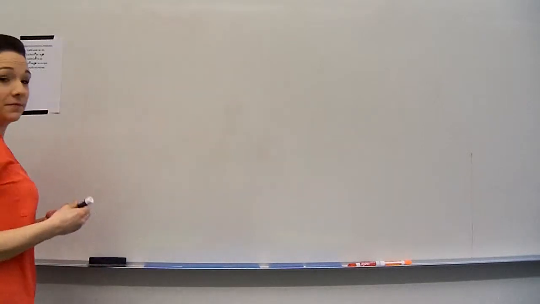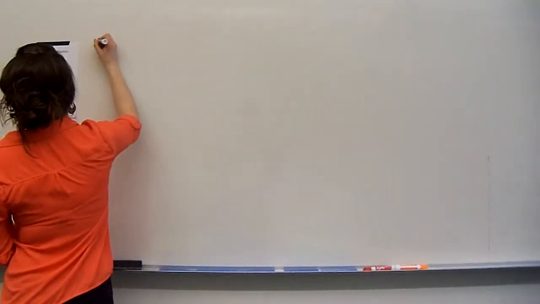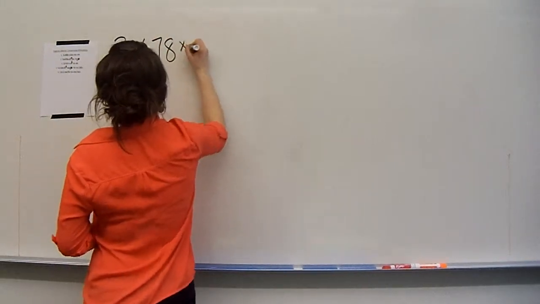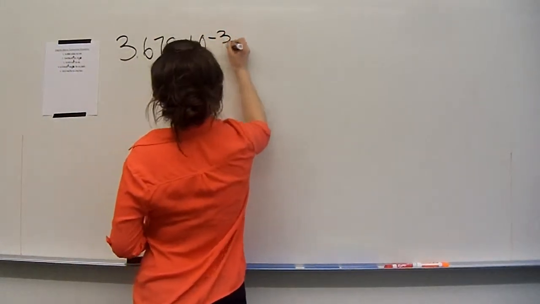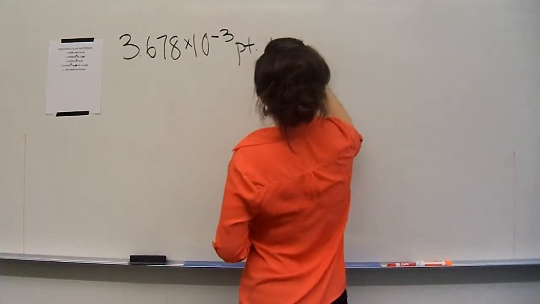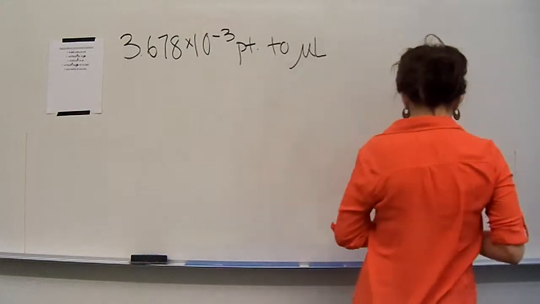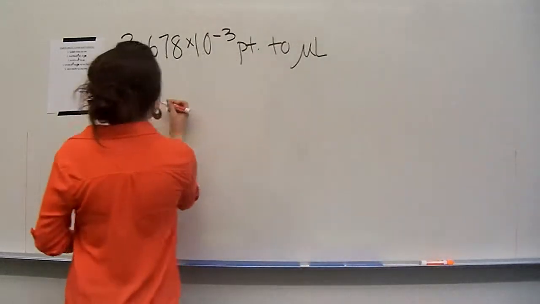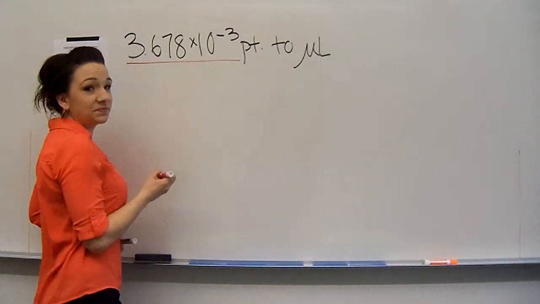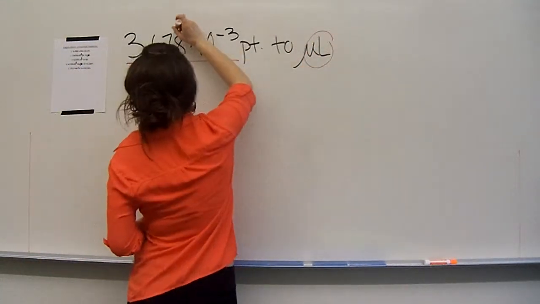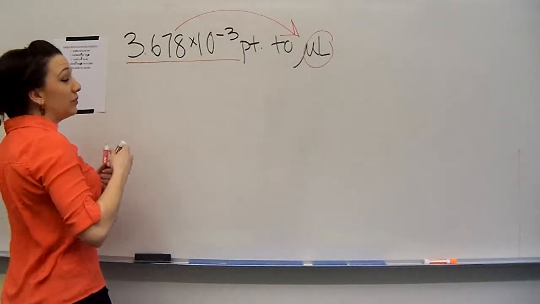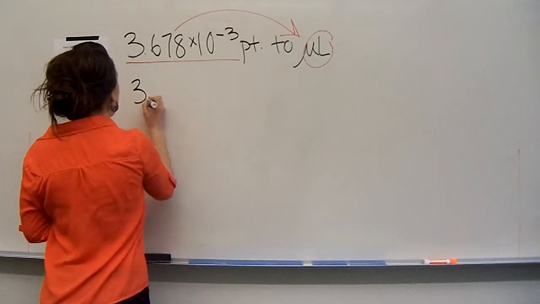The second problem that we are going to do will be 3.678 times 10 to the negative third pints, and we will be converting that to microliters. 3.678 times 10 to the negative third is our given, and we were trying to find microliters. So, we will begin by writing our given on the top.